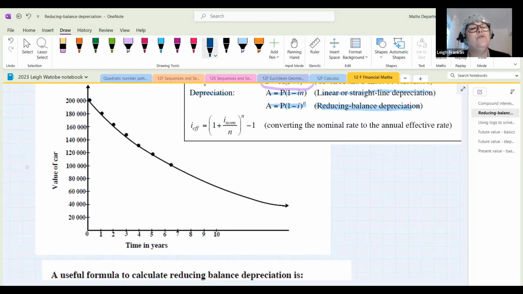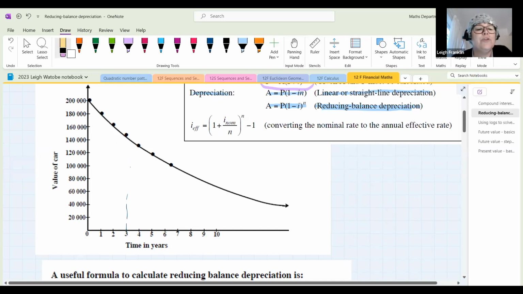How much value it loses starts off quite steeply, and then it sort of starts to even out after a while. Okay, that's why people always say it's a good idea never to buy a brand new car, because the person who's bought the brand new car, they're the one that loses the most. Like in the first, I don't know, 3 years or so, that's where you've got the greatest decrease in value, and then after that it starts to level off. Okay, so that is reducing balance depreciation.